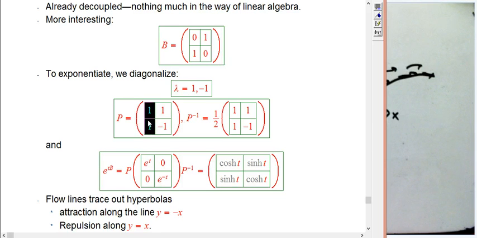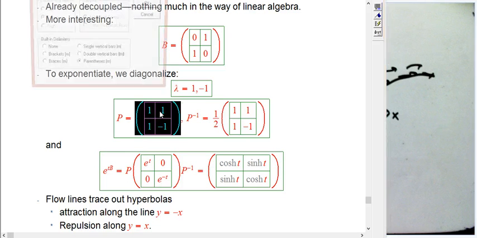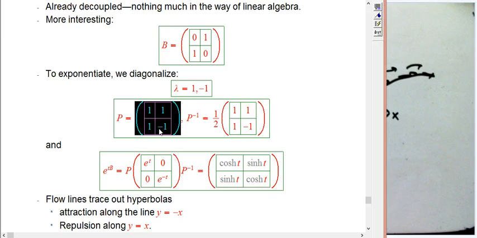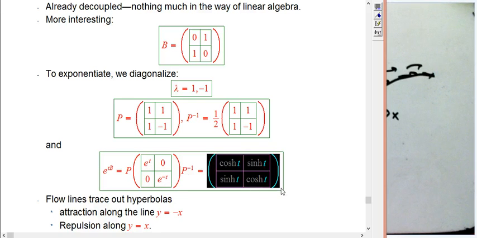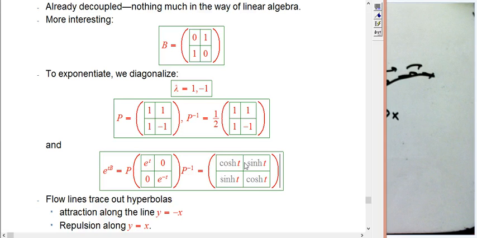The eigenvectors are (1, 1) and (1, minus 1). And if you put that into a matrix, that's P. Invert it, it's easy. And if you multiply P times e to the t and e to the minus t, which is the exponential of the diagonal version, times P inverse, you get cosh and sinh. A very, very classic example.